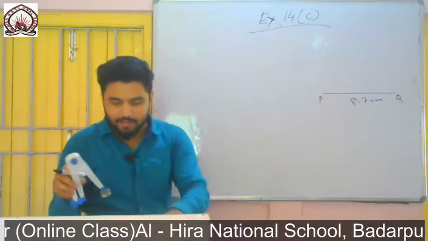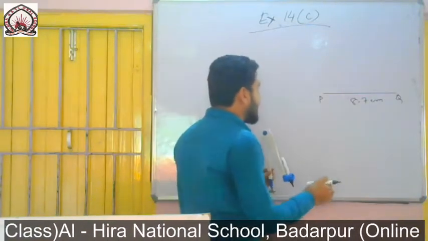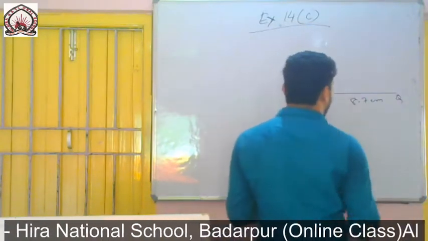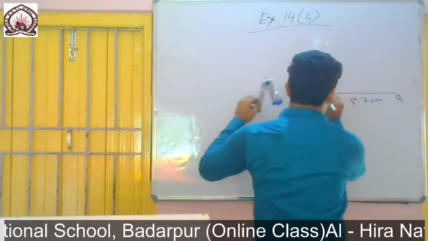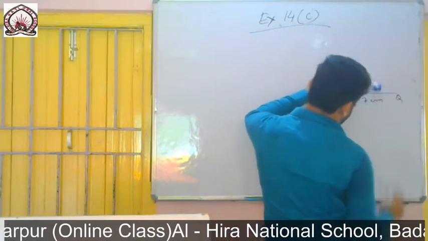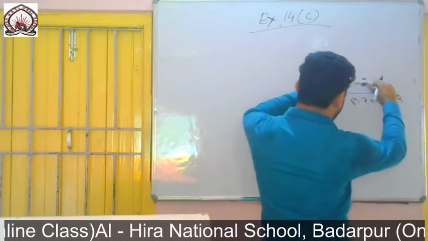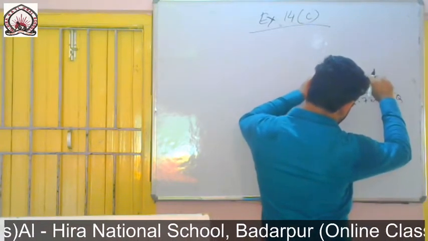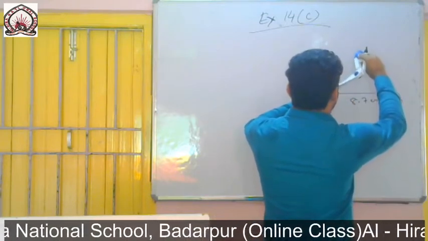Now you place your compass. Now you take more than half of 8.7. You place your compass at point P and take more than half. Suppose this is more than half. You place the compass needle at P and draw 2 arcs.